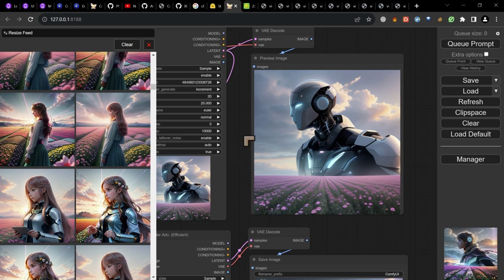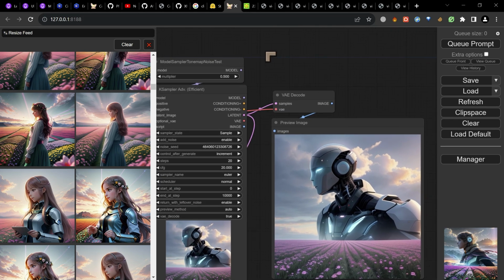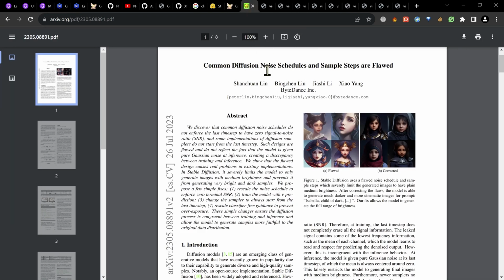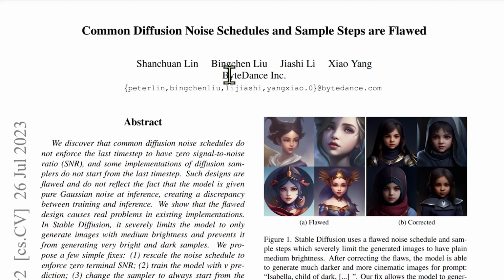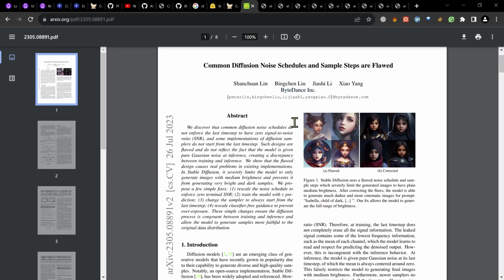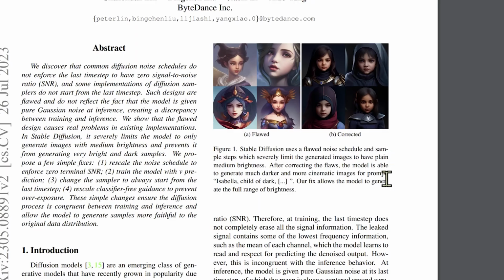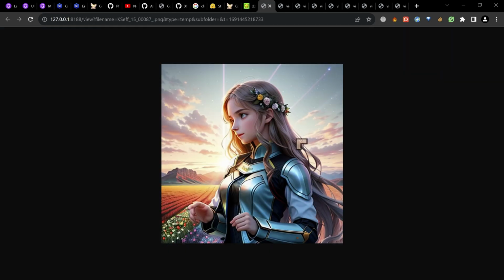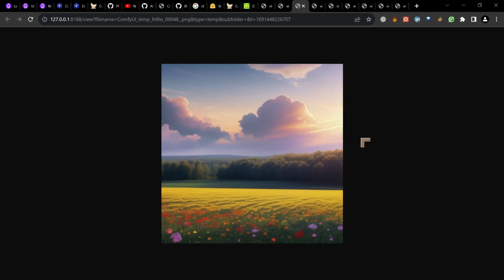Now, the modification is just one basic modifier that goes in between the model and the sampler, and is based on research that comes from ByteDance, you know, the TikTok guys. There are a number of researchers there who found some interesting stuff about the way that we use some of the mathematics inside of Stable Diffusion. They say Stable Diffusion uses a flawed noise schedule in sample steps, and they suggested some solutions. So that's one of the suggested solutions. And these are some of the images that we got.